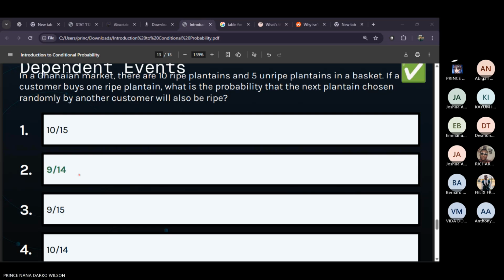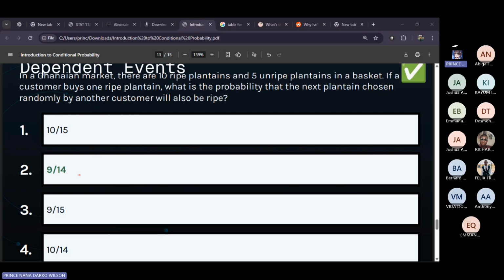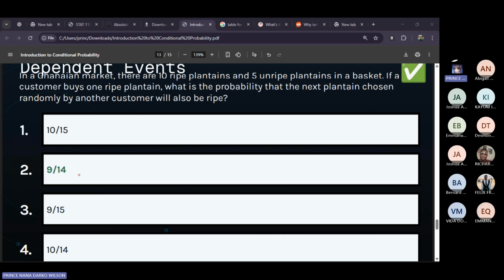All right. So this is 9 over 14, by the way. Are there any questions pertaining to this? In case you see simple questions like this, no time to waste. Just consider the fact that one of the ripe plantains has been taken away. If you see a question like this, one has been taken away, how many are left, divided by how many are left in total, then you're done. That's your probability. So this is also a dependent probability. We can apply the formula and we will still end up at 9/14.